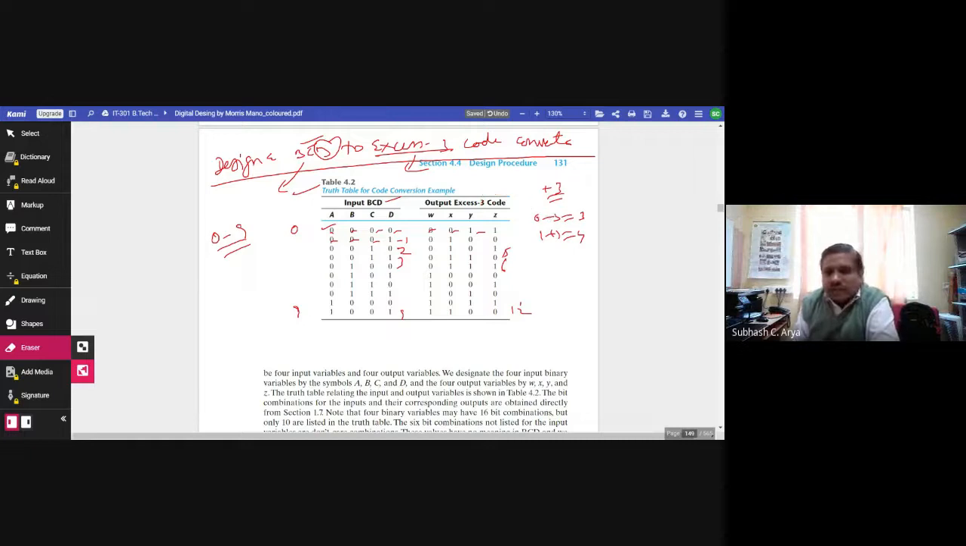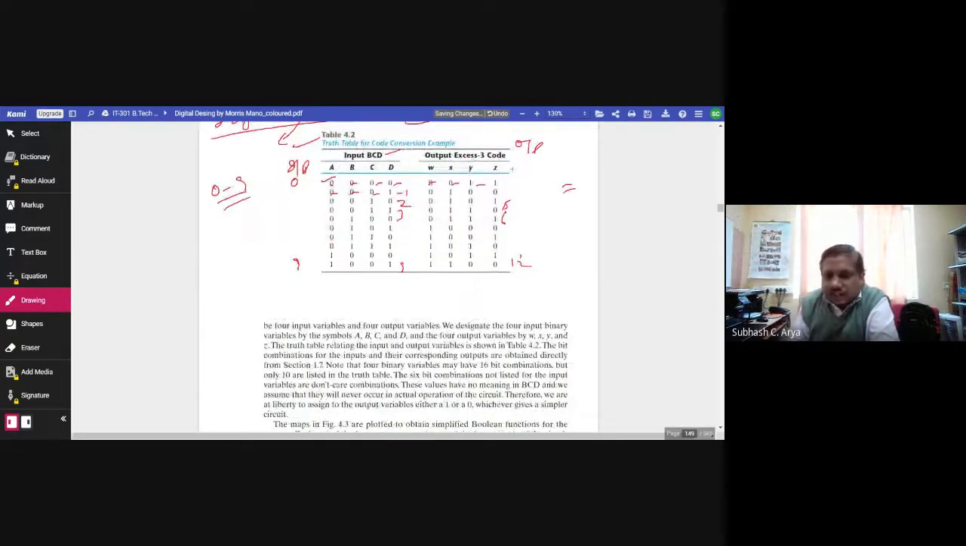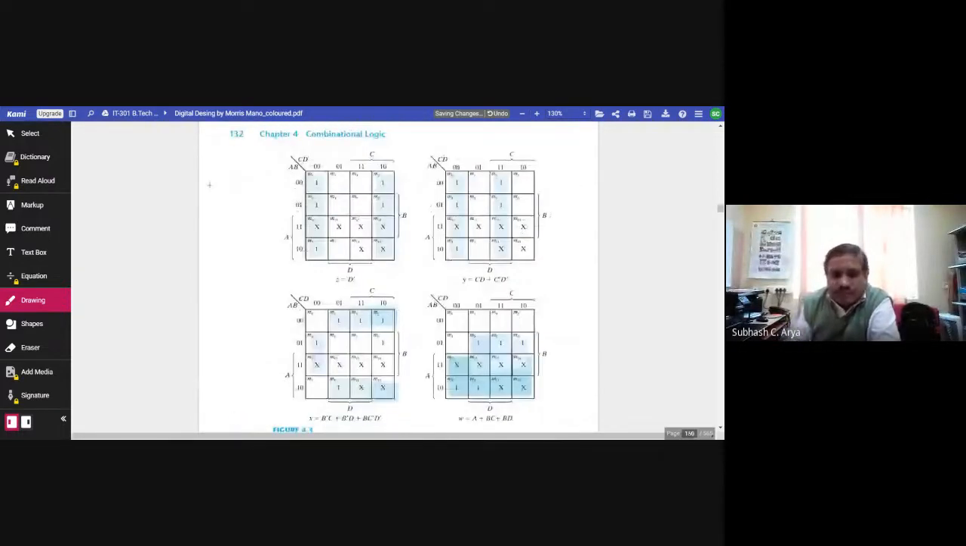Once we have written a truth table which expresses the relationship between input and output, you can see this is the output and this is the input. After that, the next step is to find the expressions of each variable like z, y, x, w, so that we can realize the circuit. For that, we have to use our Karnaugh map.